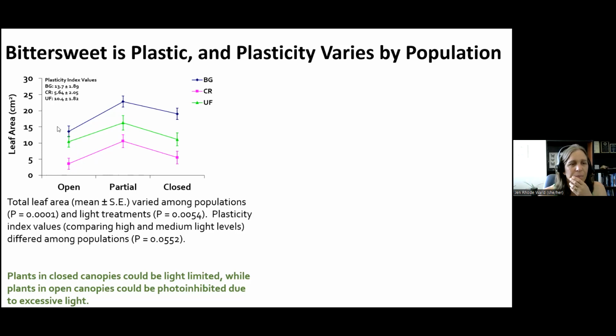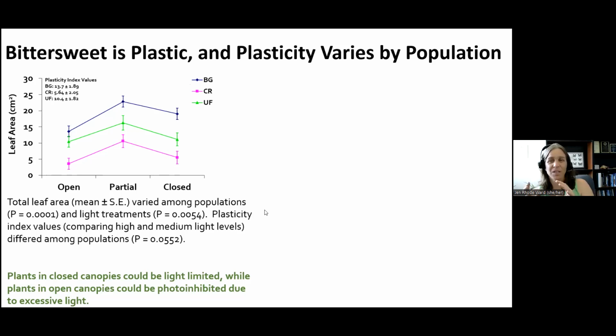So I think here the plants were pretty light limited. They were kind of suffering from light limitation. And I think this is a common thing that bittersweet does. It just sort of waits and stays small until the canopy opens. And here, sorry, that's here in the closed canopy, they're light limited. And here in the open canopy, I think they might have had too much light.